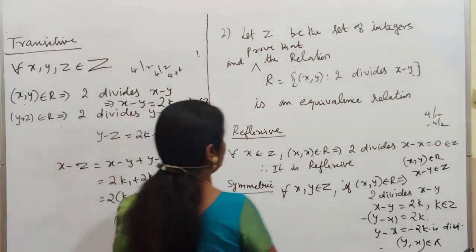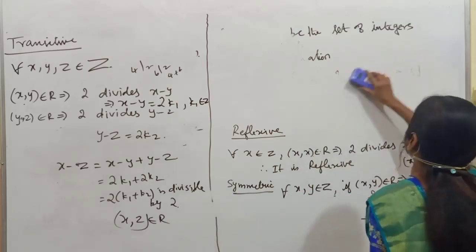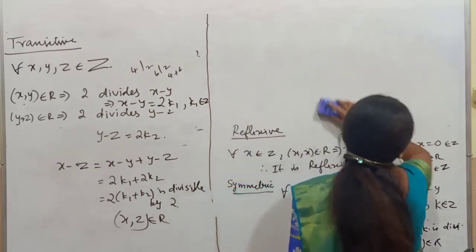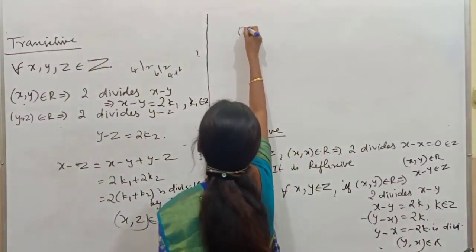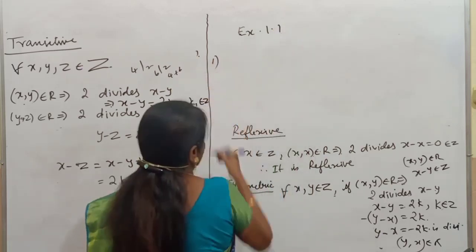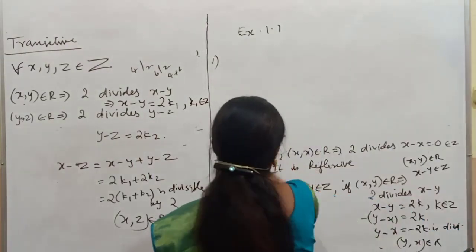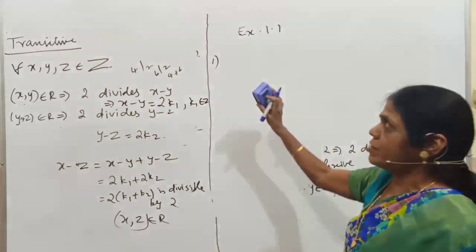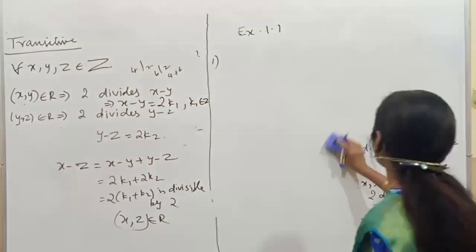Now, we are going to do exercise problems. So, I am taking exercise 1.1, the first sum. It has 5 subdivisions. So, the first sum we are taking, this one has 5 subdivisions. For all the 5 subdivisions, the heading is same.